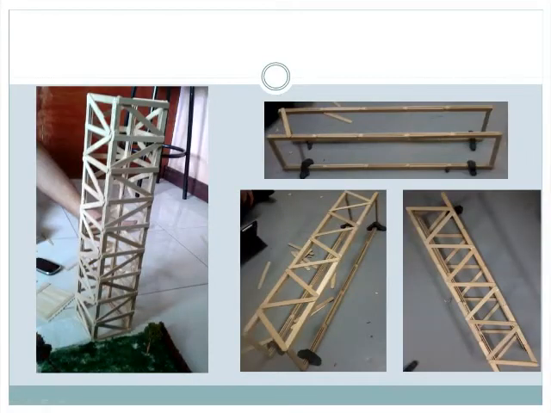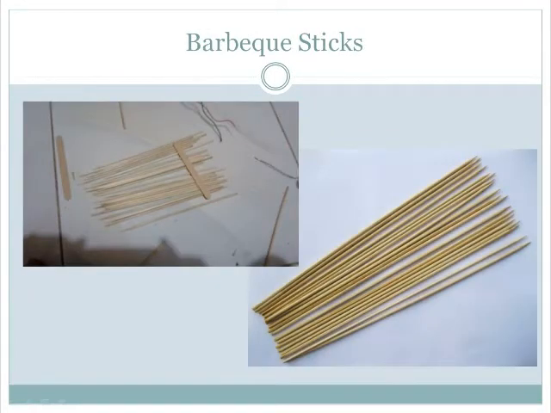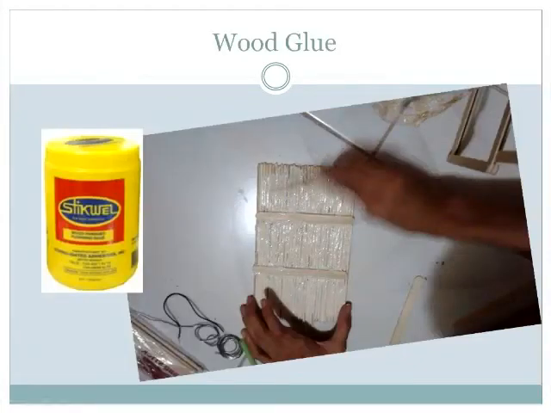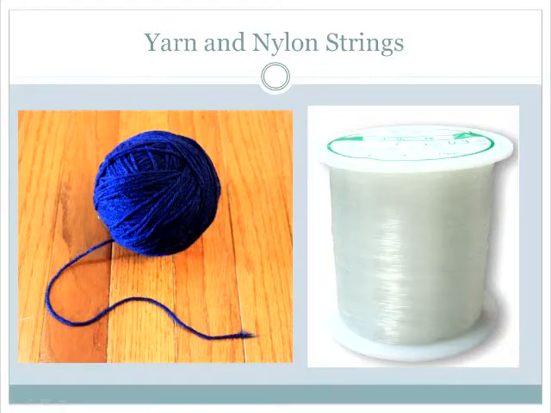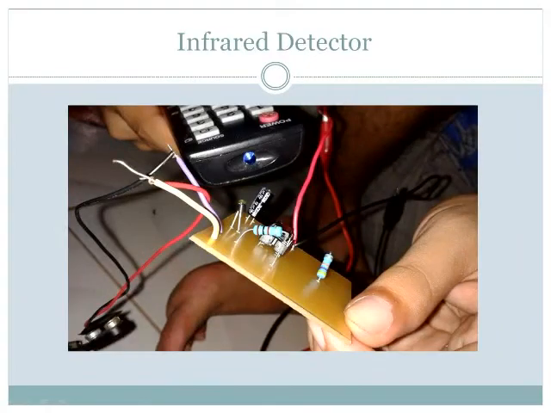First are popsicle sticks, which will serve as the foundation of the tower. Next is a barbecue stick for the roof of the cottage, wood glue to stick each material into place, a yarn and a nylon string for the guide of the cable car, and a DC motor and a circuit diagram of an infrared detector for the electronic part of the project.